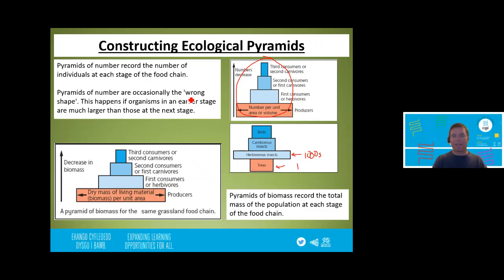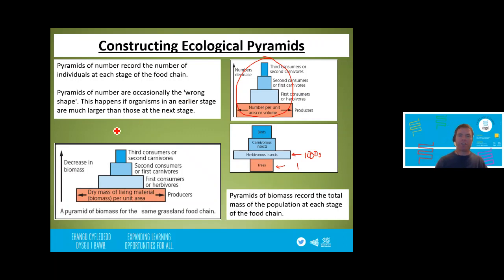pyramids of biomass are far more common. The lovely thing about a pyramid of biomass is they always look the same. They always look like a pyramid. Now, what does it show? It's actually recording the total amount of biomass, mass of living material, at each stage in the food chain.